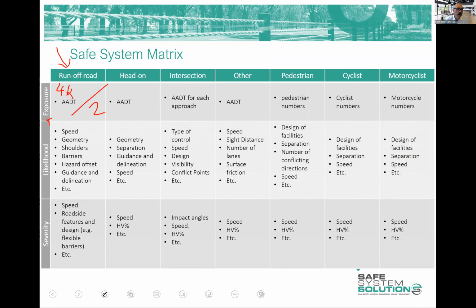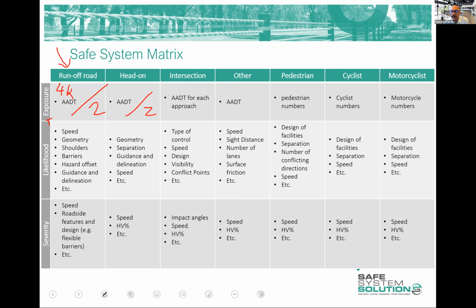Now, we go to the next one and we say head-on crashes. What's our exposure to head-on crashes? Well, unless we have some sort of concrete barrier system, or big physical barrier system, down the middle of the road, that's going to be the same as the run-off road, because the same number of vehicles are exposed to running off the road as they are to a head-on crash. So we'll put a 2 in there. Now, some people want to say that that's 0 if there's a median, just like a grassed median. No, not the case. You're still exposed to head-on crashes, just less likely if there's that bit of space in between.